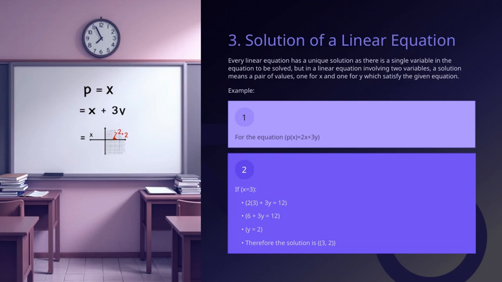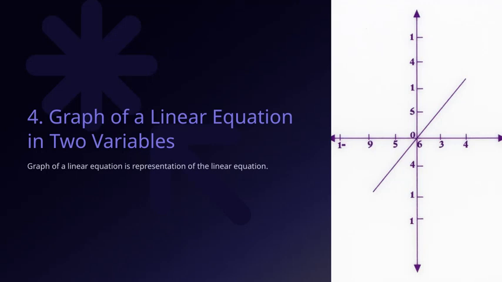This illustrates that, in the context of two-variable equations, solutions are often represented as coordinate pairs, showing the specific values of x and y that work together to make the equation true. This concept is fundamental because it helps us understand how solutions form a set of points, often a line, on the Cartesian plane. Now, let's take a closer look at the graph of a linear equation in two variables.